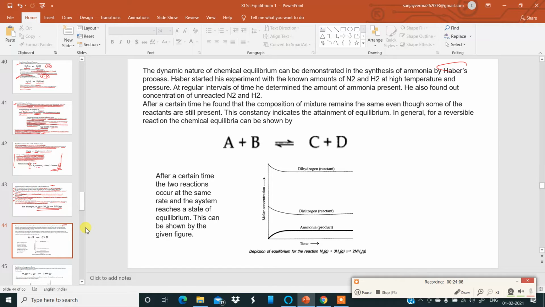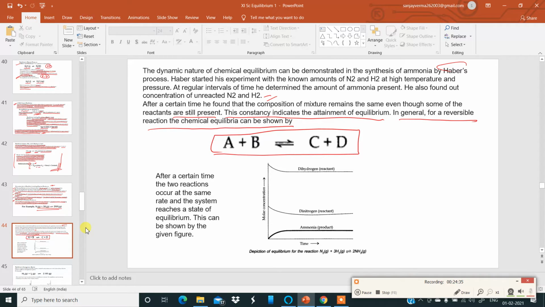At regular intervals of time, he determined the amount of ammonia present. He also found out the concentration of unreacted nitrogen and hydrogen at the same time. After a certain time, he found that the composition of the mixture remained the same even though some of the reactants are still present. This constancy indicates the attainment of equilibrium. In general, for a reversible reaction, chemical equilibrium can be shown by this general reaction.